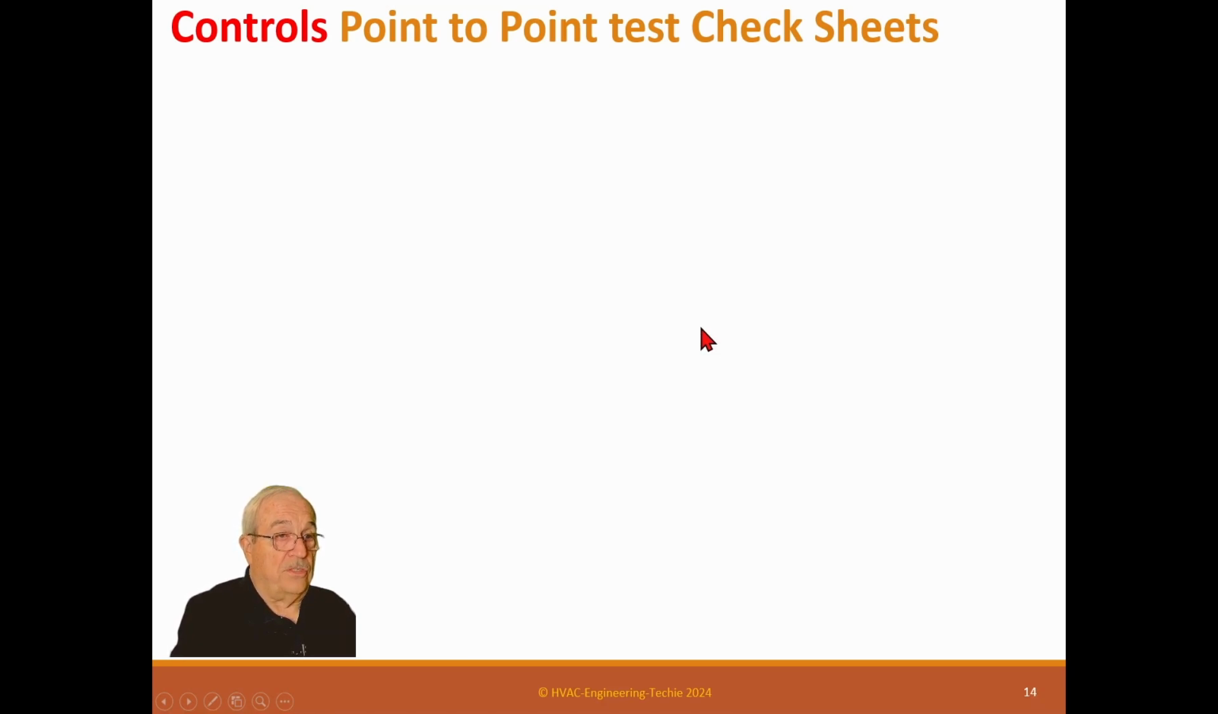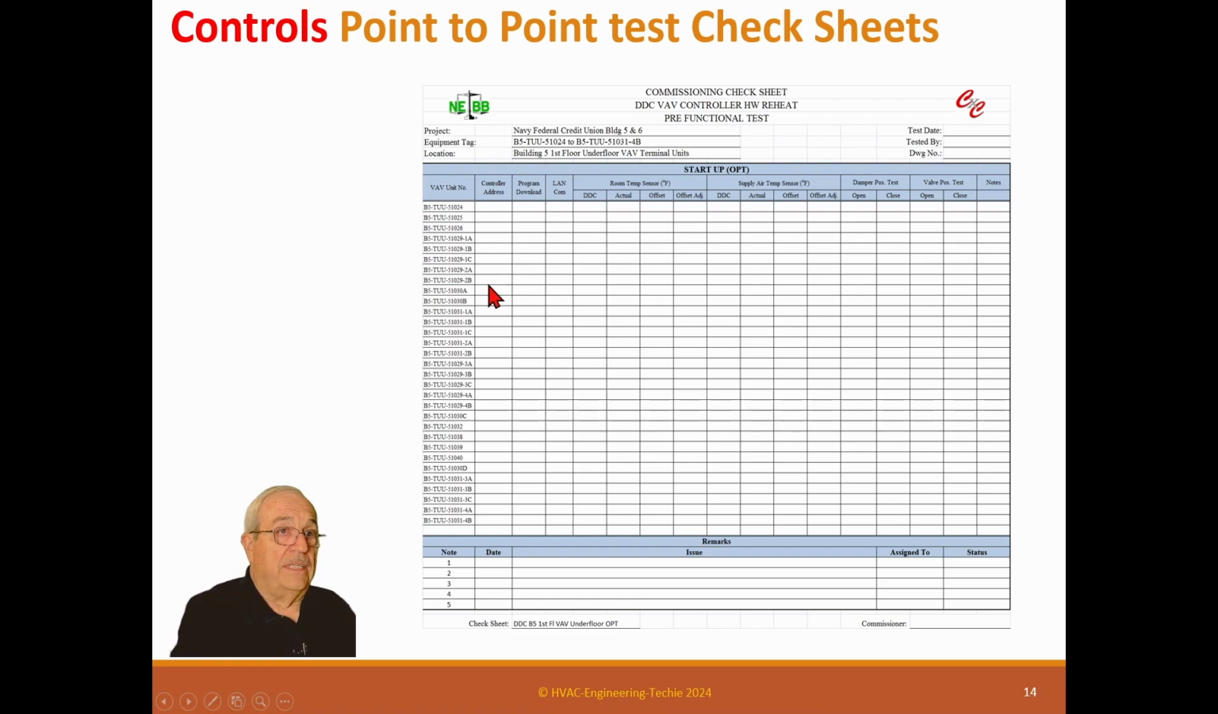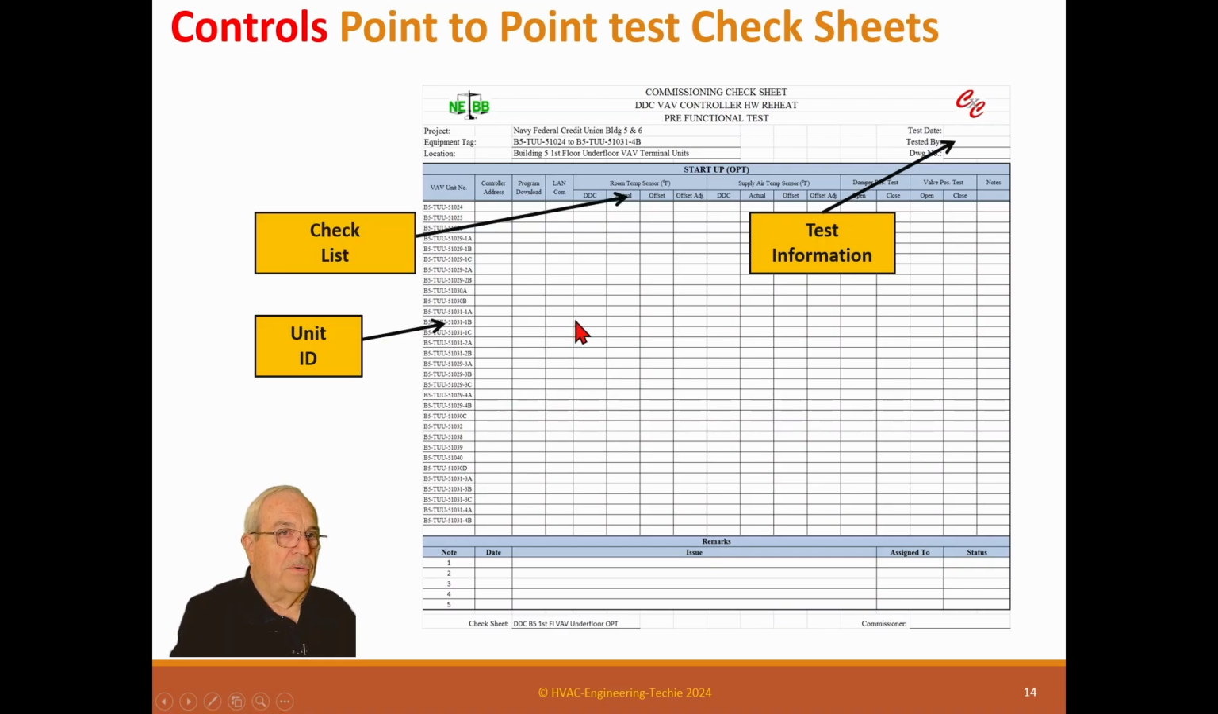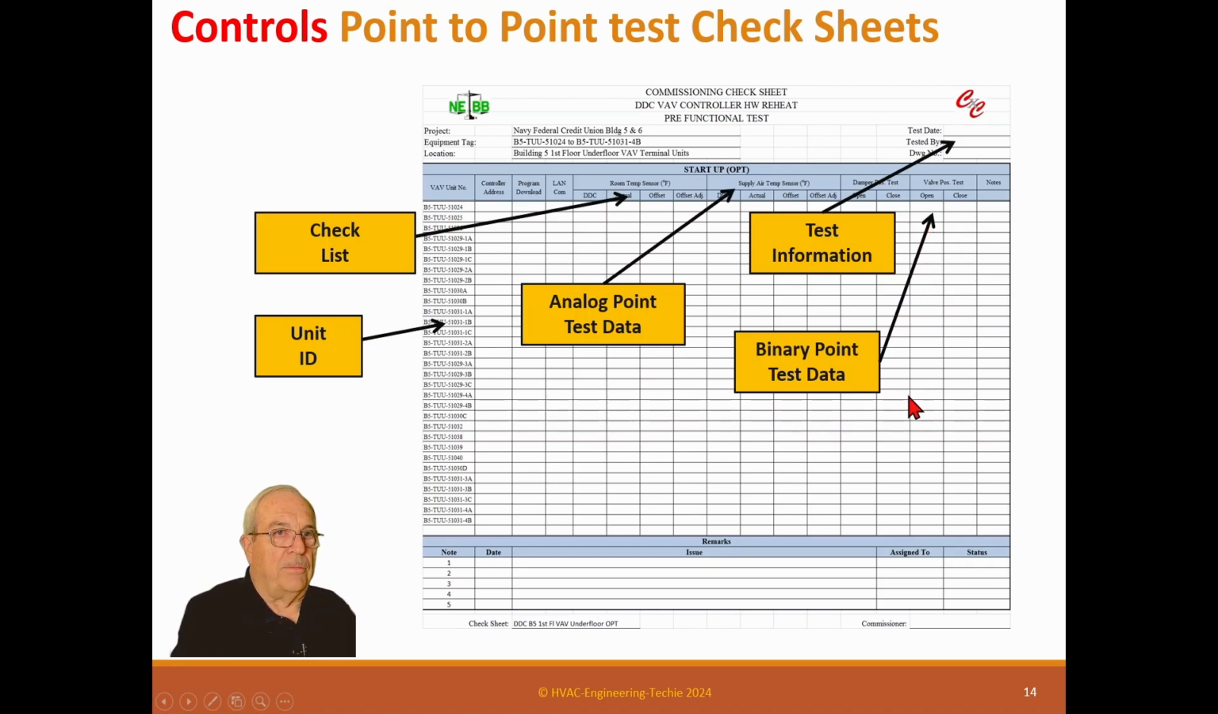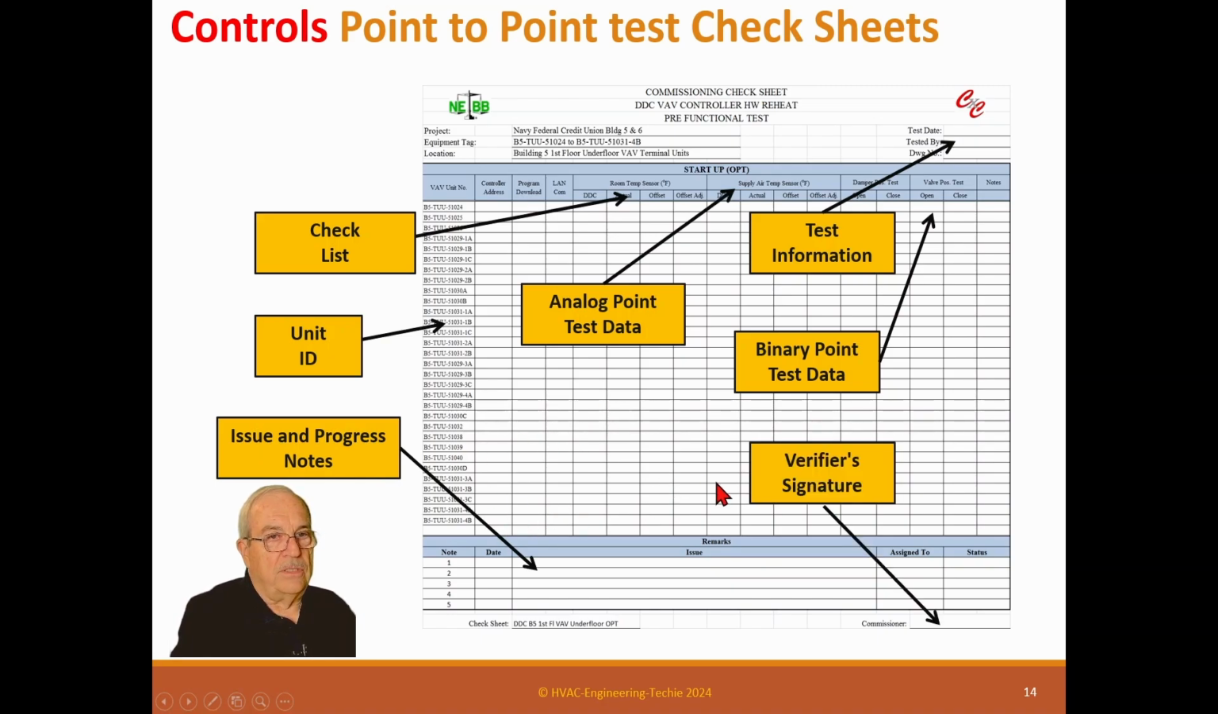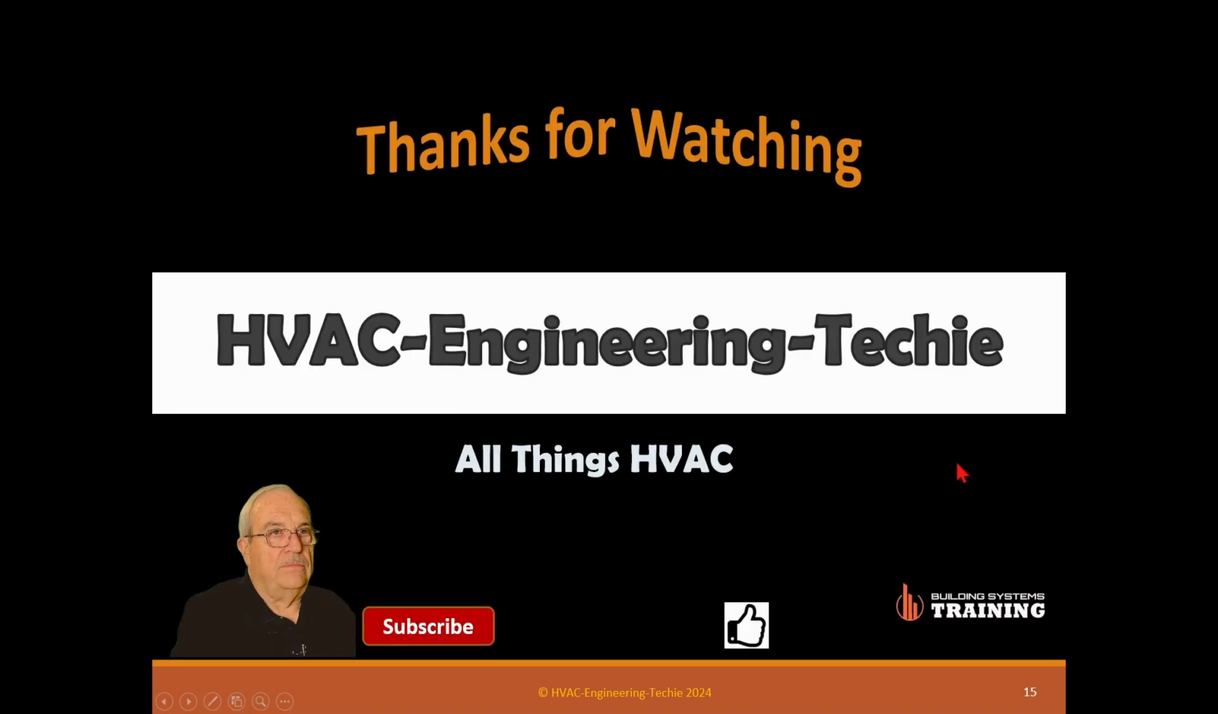These are the startup sheets. This takes time, and this is the same thing done in linear form. Here you've got the test information, the unit number, and over here you have the checklist of what you want to check. Here you have the analog point test data, and here you have the binary point test data. It does the same thing as the other sheet, but this does a whole bunch of controllers. These are normally used for VAV boxes and terminal units. The other form is used for air handlers and central plants and that kind of thing. There are the notes, and here are the verified signatures.